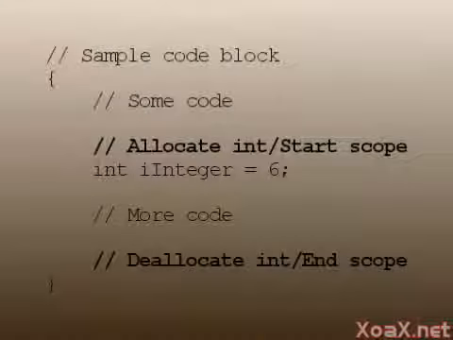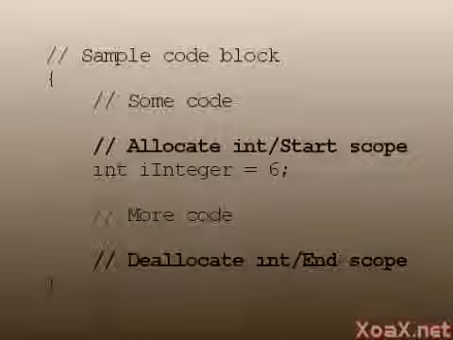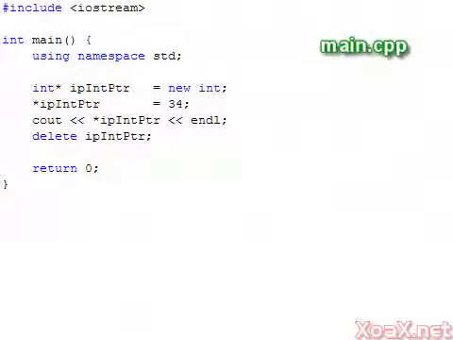All of our variables up to this point have been allocated and deallocated automatically by the compiler with adherence to the notion of scope. In this lesson, we will discuss how to control the allocation and deallocation of variables manually. In our first program, we give a simple example of dynamic allocation.